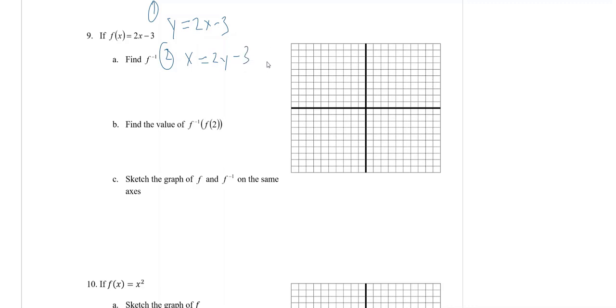That's to effectively turn the output to the input and the input to the output, which is what the inverse does. It takes the output and sends it back to the input. Now we're going to solve for y. That's the third step. So we'll add 3 to both sides. And we'll divide both sides by 2.